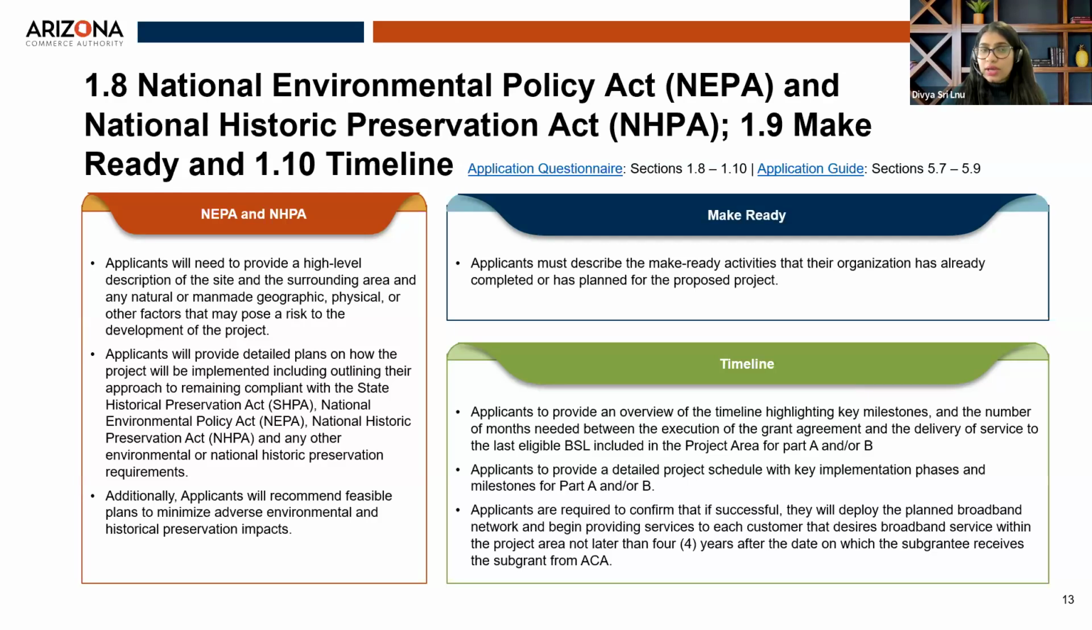The third one under this is the timeline section, where applicants will be required to provide a narrative highlighting the key milestones and the number of months required for the deployment of the project right from the grant award. There will also be templates provided in this section for the project schedules, where applicants can fill in those details with the key implementation phases, both for part A and or part B, and upload it accordingly. The third one is a certification under this, where applicants will be required to confirm that the deployment will be completed within 4 years from the award of the grant agreement.